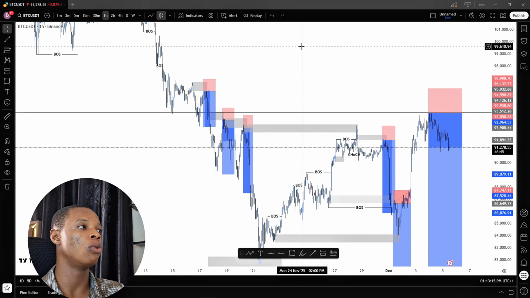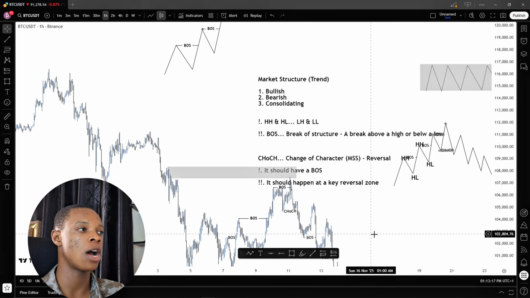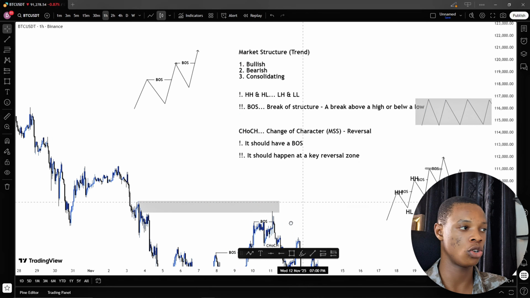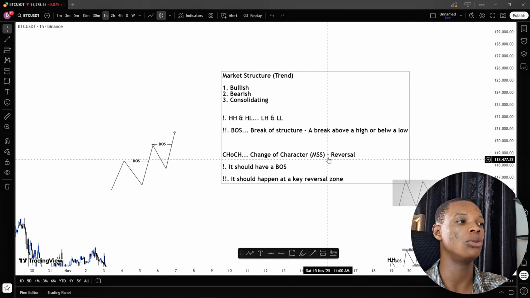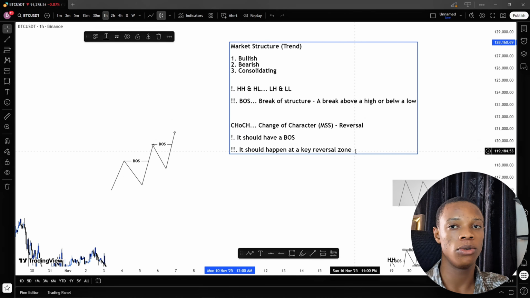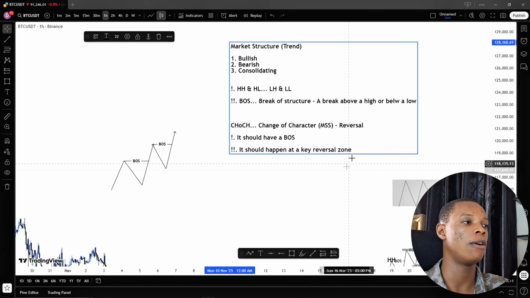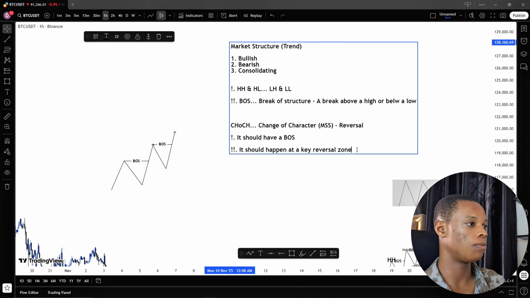Now, that concludes what market structure is. Now I'm going to talk about swing structures. With what I've given you, you now know how to know your structure, how to know if it's bullish or bearish using your break of structure. And you now know how to spot reversals. Now, what I'm going to talk about is swing structure.